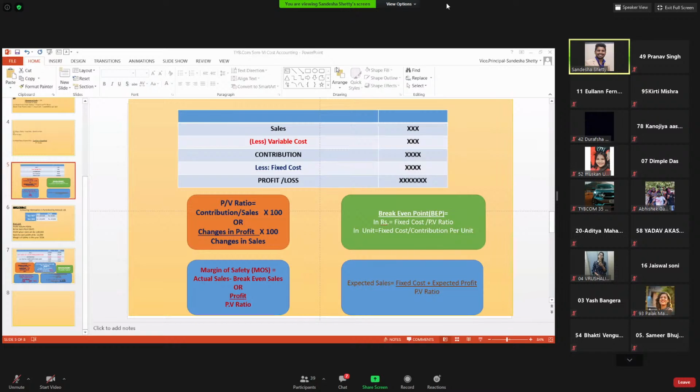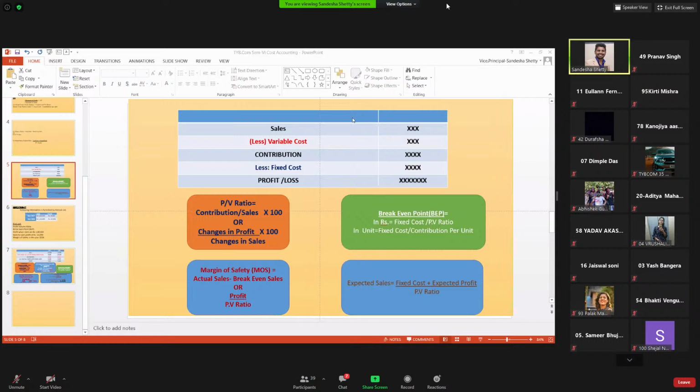Basically here we are going to speak about marginal costing. In marginal costing, dear students, we give more and more importance to variable cost. The format says you have to start with sales, less variable cost, answer will be contribution, less fixed cost, answer will be profit. Those who were absent in the previous class, please note down this formula.